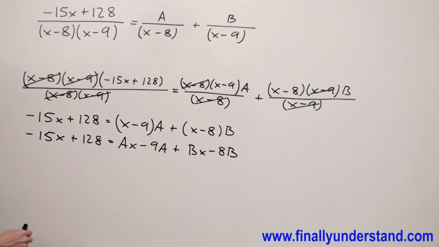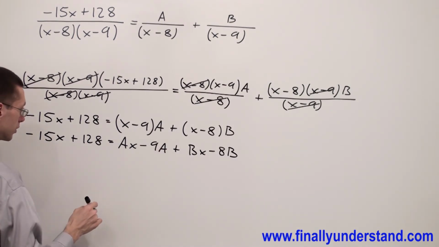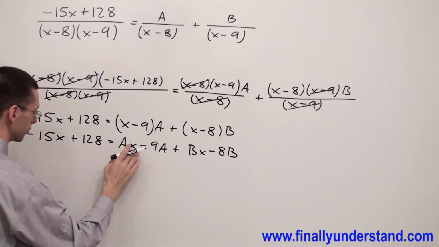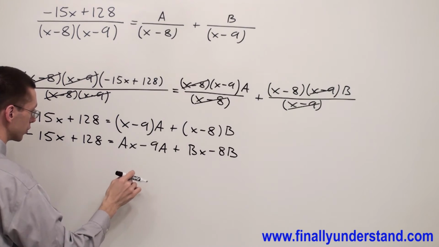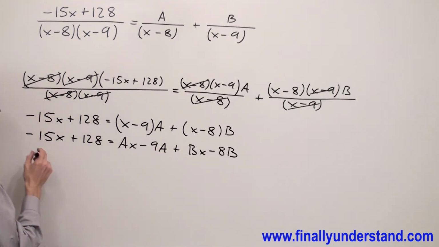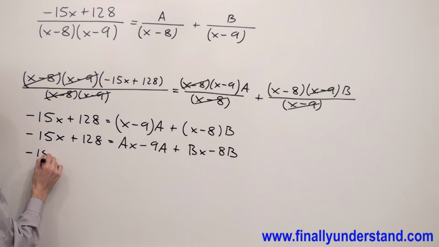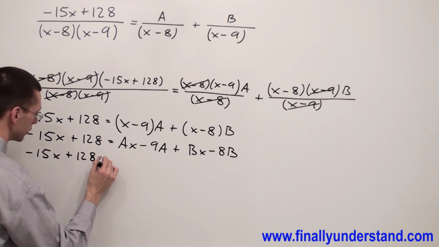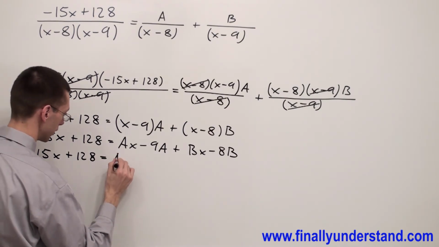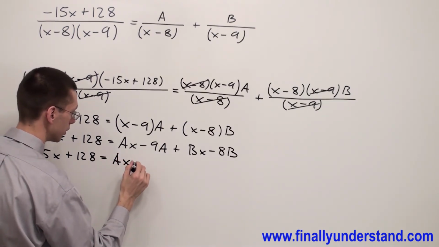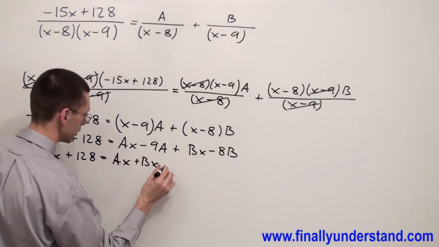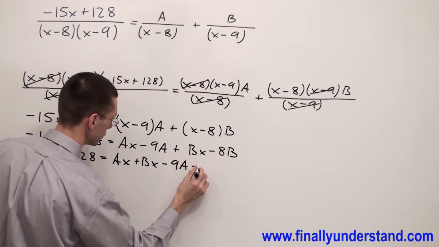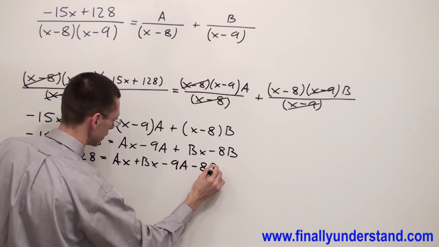Next, I'm supposed to combine the like terms on the right side. I mean, we're supposed to put the terms with x next to each other and the constants also next to each other. So I'm going to have minus 15x plus 128 is equal ax plus bx minus 9a minus 8b.